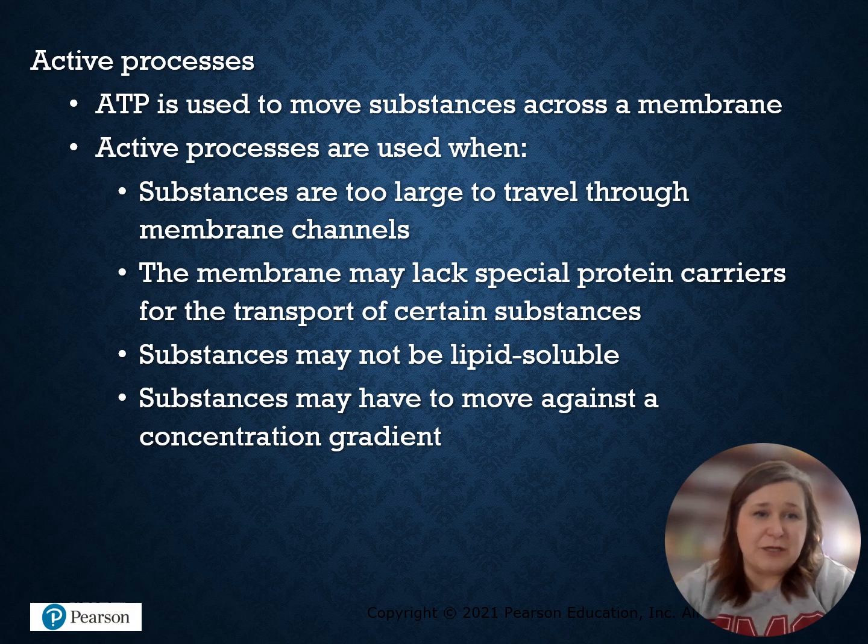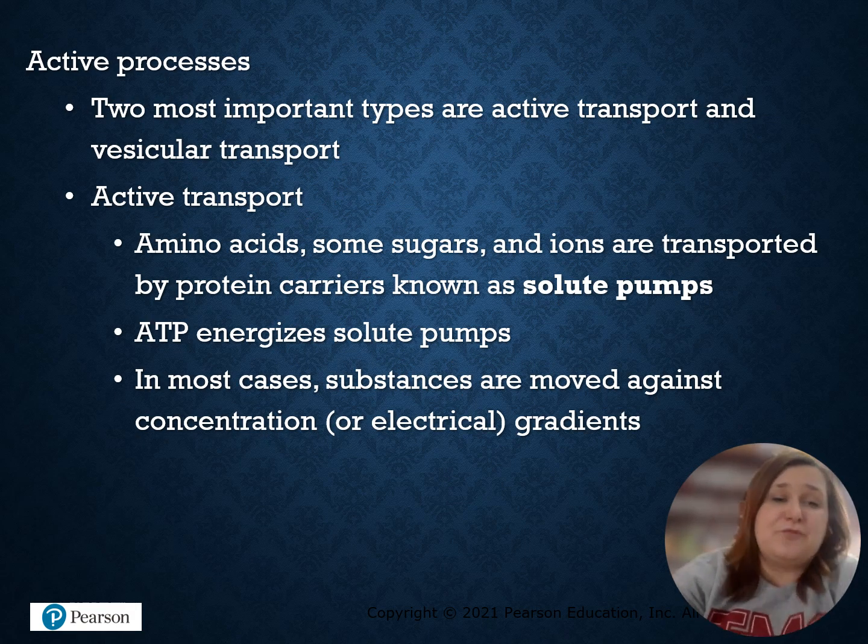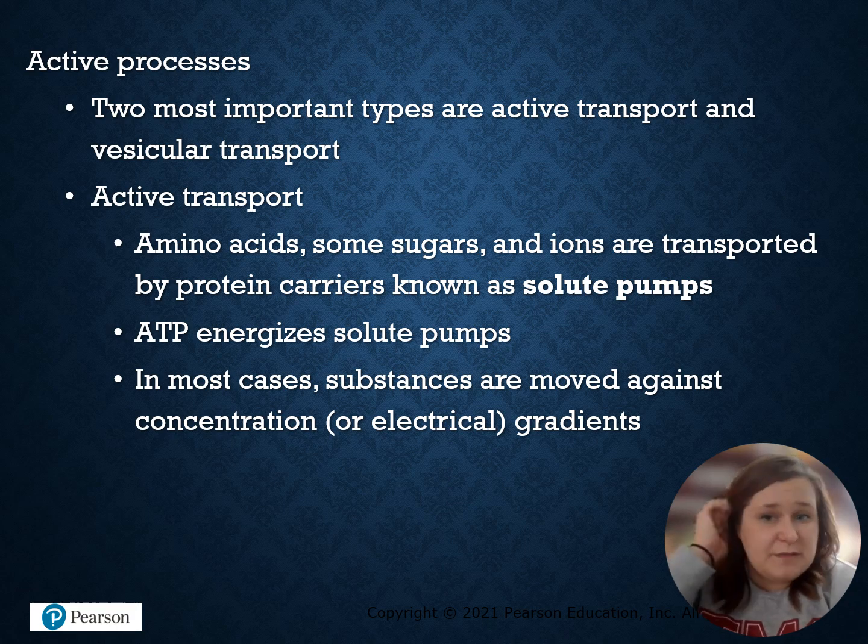Let's talk a little bit about active processes. In active processes, ATP is going to be used to move substances across a membrane. Active processes are going to be used when substances are way too large to travel through membrane channels, if the membrane lacks special protein carriers for the transport of certain substances, if substances are not lipid soluble, or if substances have to move across a concentration gradient. We're going to have active processes as well. The two most important types are active transport and vesicular transport.